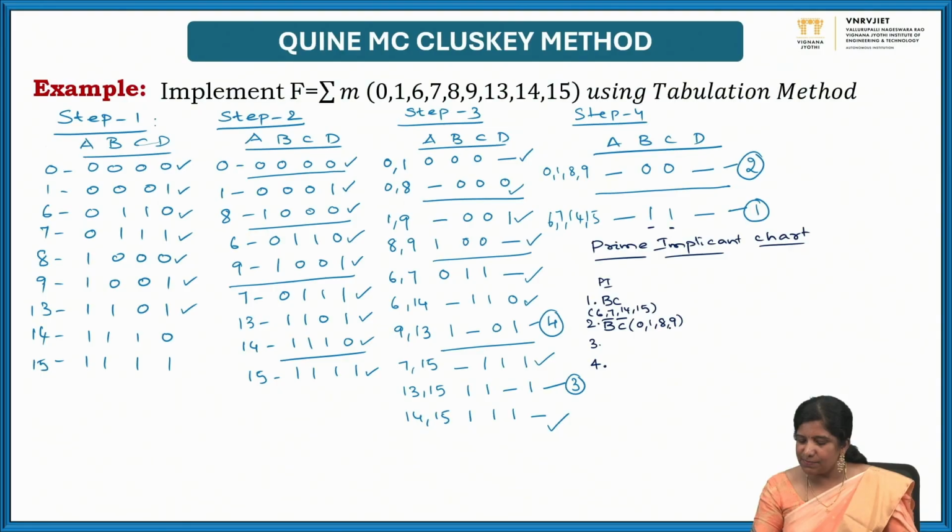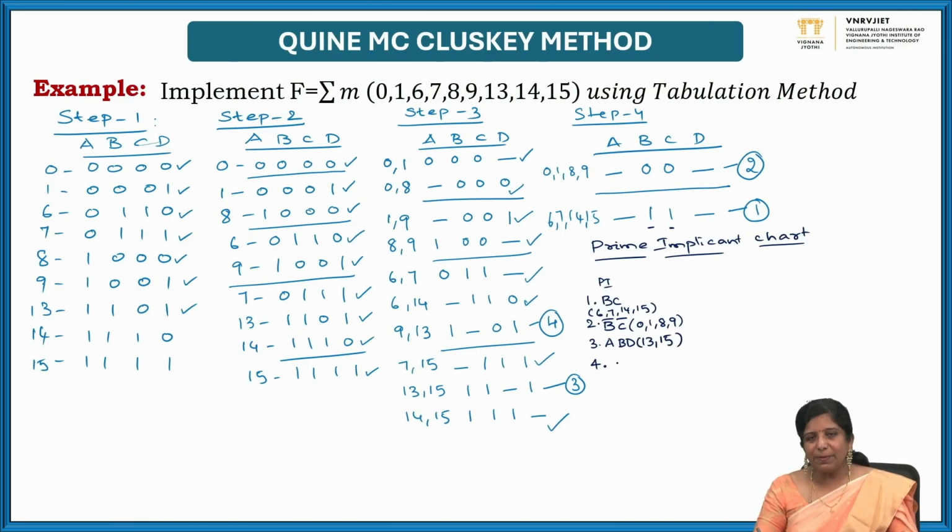By grouping these minterms, you got the expression B bar C bar. Similarly, the third prime implicant you got by combining the minterms 13 and 15. What is the expression for that? For 15, it is ABD. And this you got by combining 13 and 15.